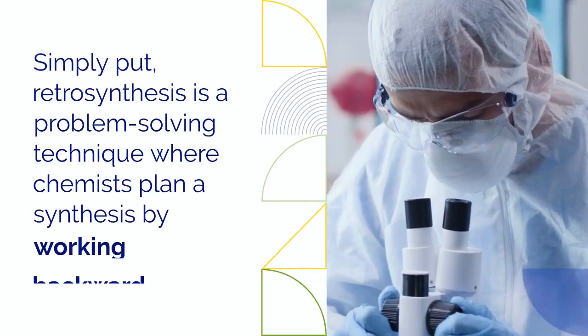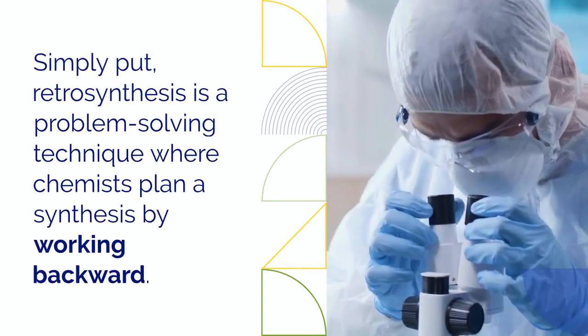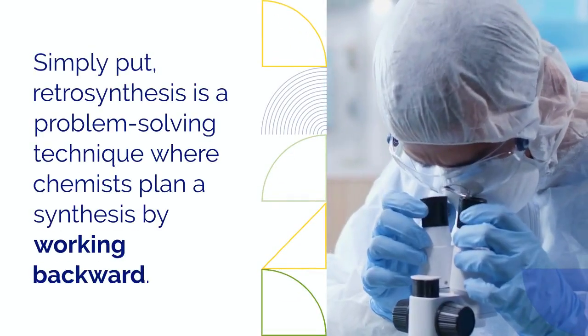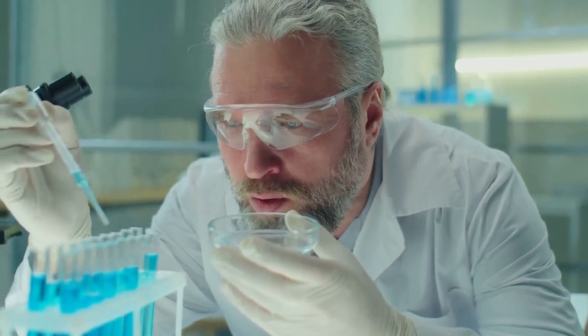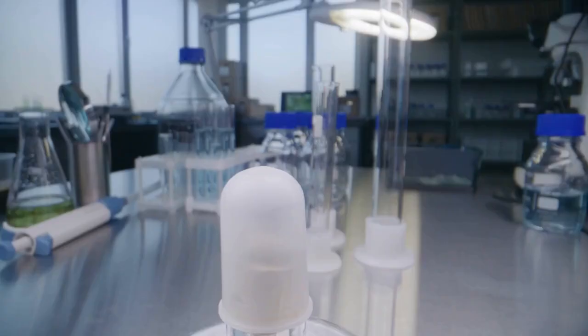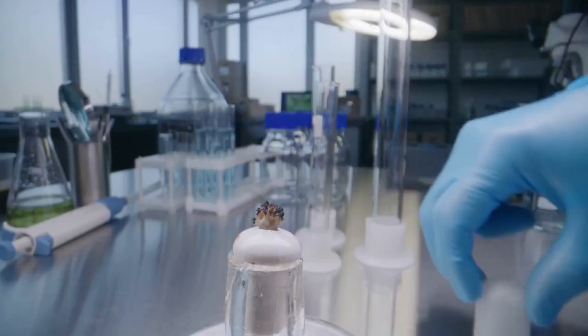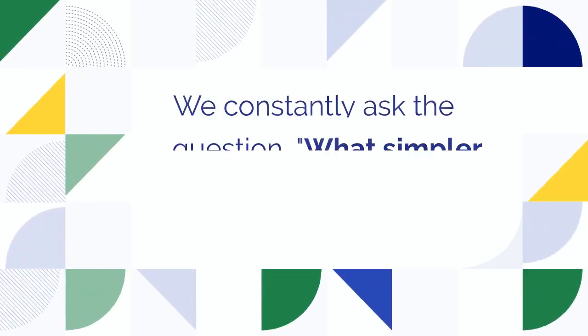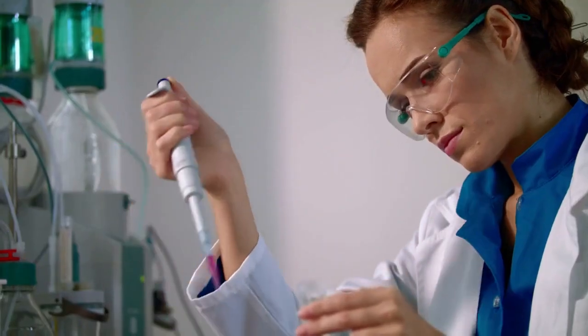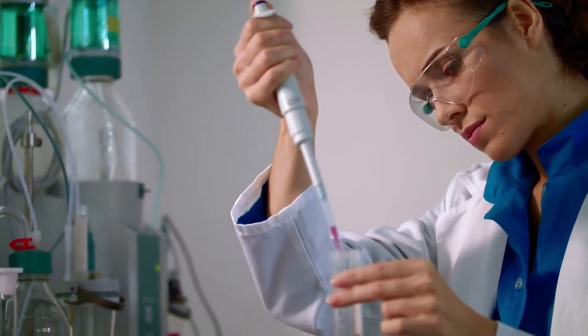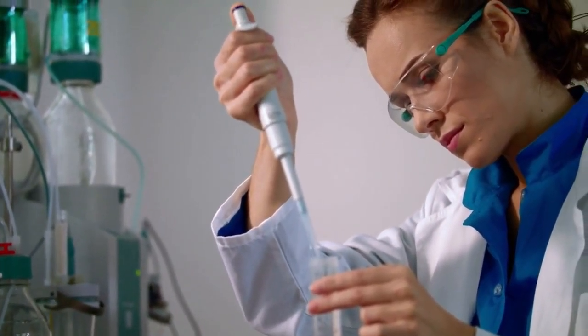Simply put, retrosynthesis is a problem-solving technique where chemists plan a synthesis by working backward. Instead of starting with simple chemicals and randomly trying to build a complex target molecule, we start with the target itself and deconstruct it step by step. We constantly ask the question, what simpler, available molecule could I have made this from? This process helps us create a logical roadmap, avoiding dead ends and inefficient reactions.